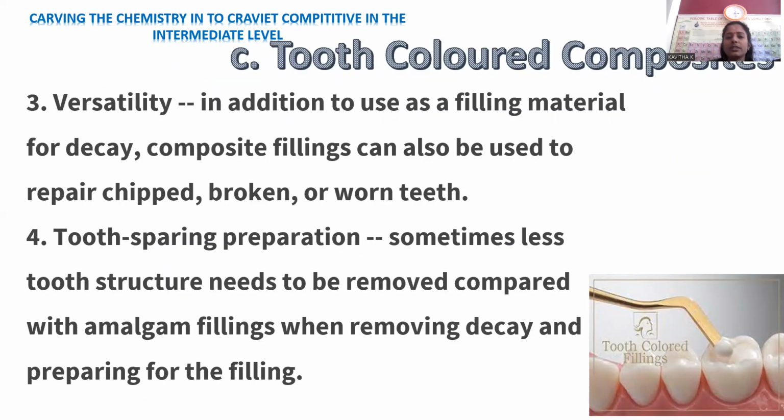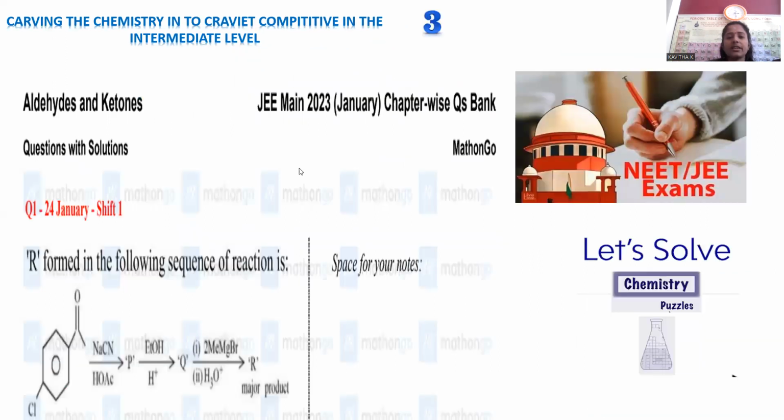Move on to question number 3. This is a question given in the JEE Mains 2023 January examination, and it is purely from organic chemistry. This is the compound called acetophenone, and you can find chloro on the para position.